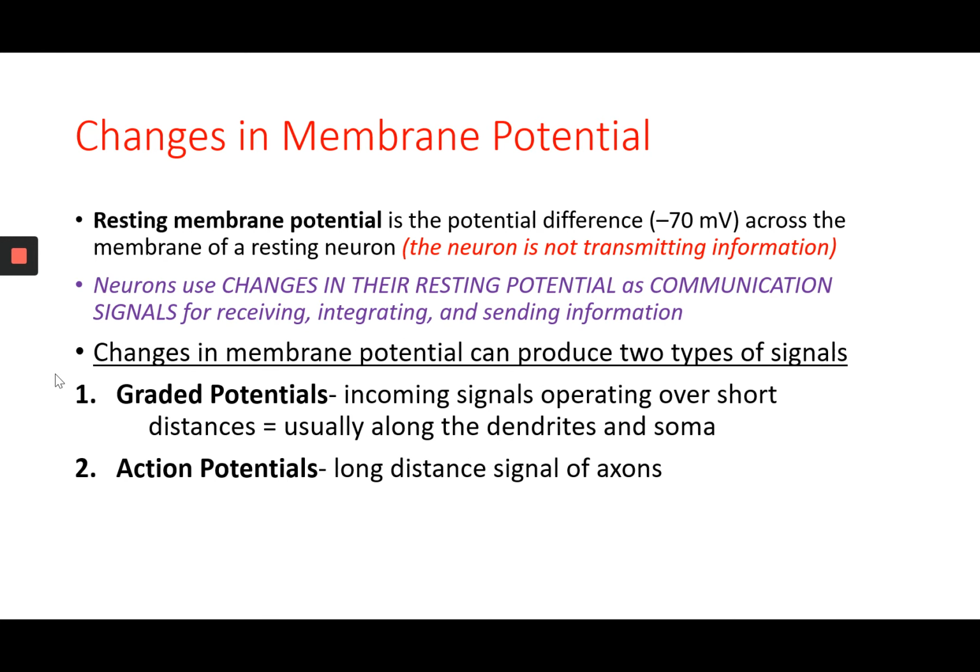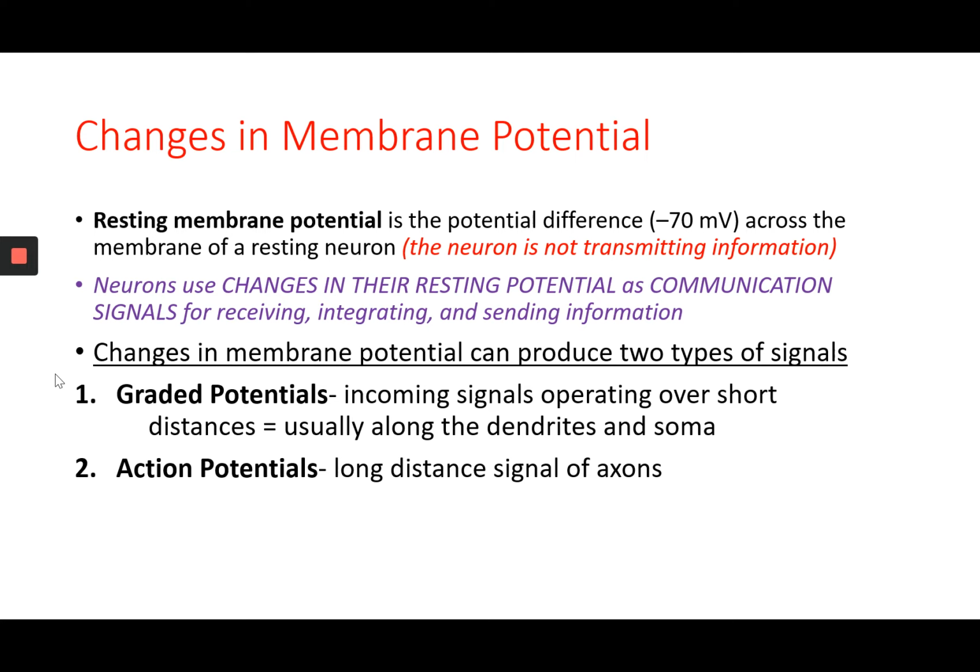So changes in membrane potential are what create the transmission signal that we are calling an action potential. The first change will produce a really low grade, or you could call it a short grade type of potential, and that's generally just called a graded potential. Graded potentials occur in dendrites and somas, or cell bodies, and they're incoming signals that are going to travel towards the axon, but you would not see a graded potential in the axon itself. So usually they're only along the dendrites and soma.